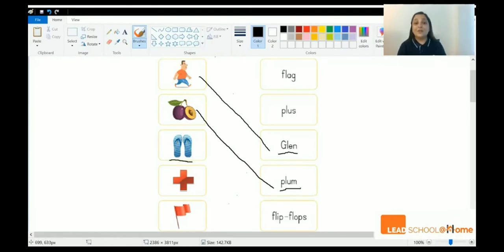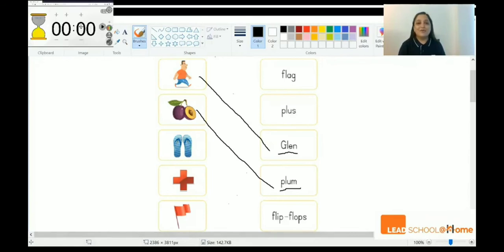Now tell me, what are these? Yes, these are flip-flops. Flip-flops. Now look at the word and tell me what are the blends you see here? Yes, we see the blend fl and letter sound flip, flops. Now look for this word flip-flops. Point at it.